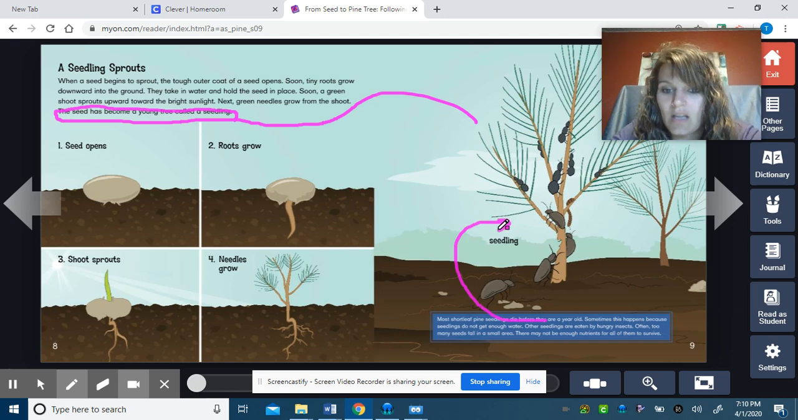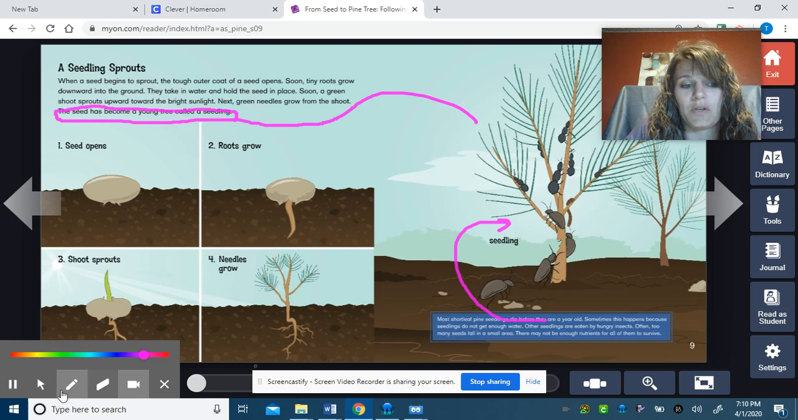Most shortleaf pine seedlings die before they are a year old. Sometimes this happens because seedlings do not get enough water. Other seedlings are eaten by hungry insects. Often, too, many seeds fall in a small area. There may not be enough nutrients for all of them to survive.